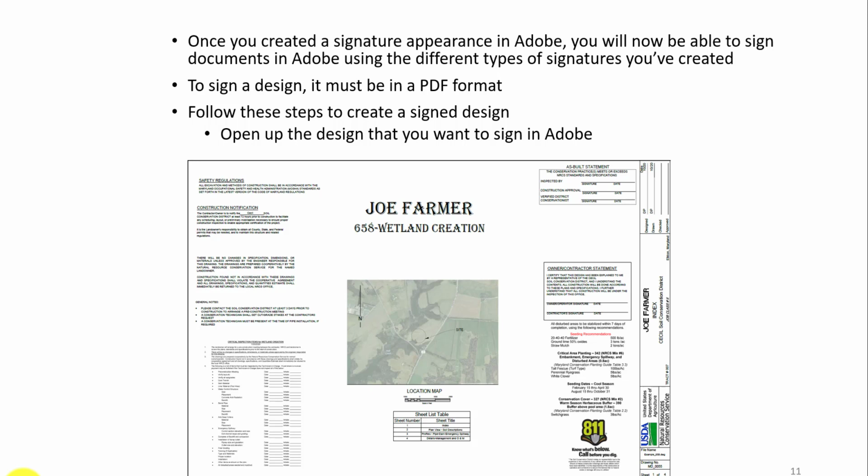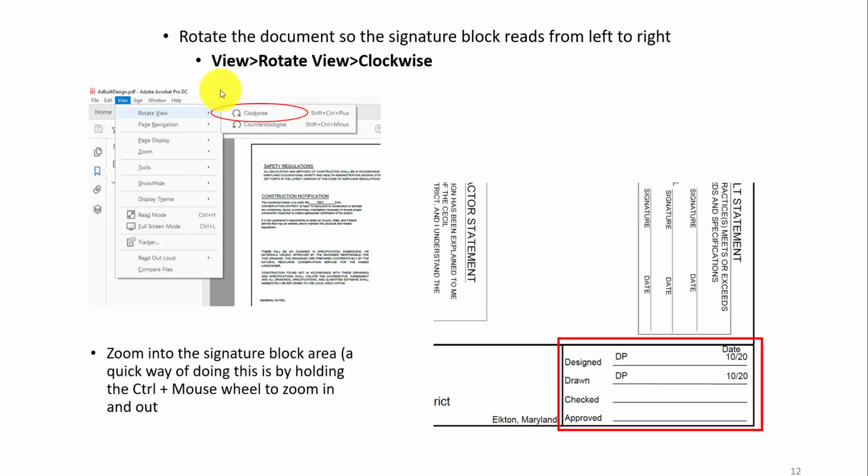Open up the design that you want to sign in Adobe. In this case, we have a design that was created, and now we're going to go ahead and approve it or sign it. In Adobe, you want to go ahead and rotate the actual document. So you go up to the View tab, rotate view clockwise, and then go ahead and zoom into the signature block area, which is on the bottom right once you rotate it. A quick way of doing this is holding the Control plus your mouse wheel to zoom in and out.